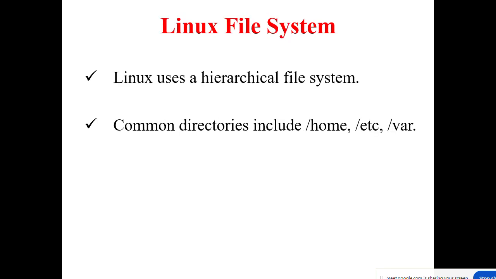Then the Linux file system is a collection of interrelated data, and that is called a file. Files may be of different types like linear files, random access files, sequential files, temporary files, binary files, text files, audio files, video files, etc. Linux uses a hierarchical file system, which means there is a root system followed by the child nodes. Common directories include home and etc.